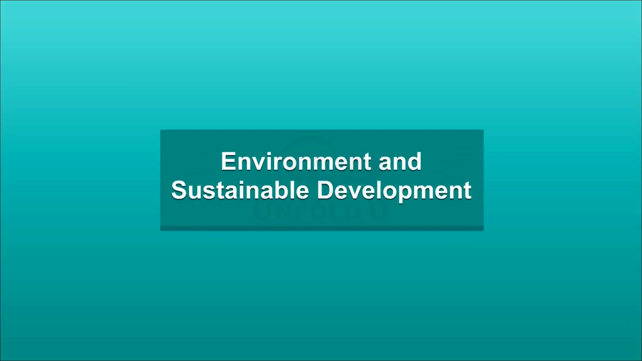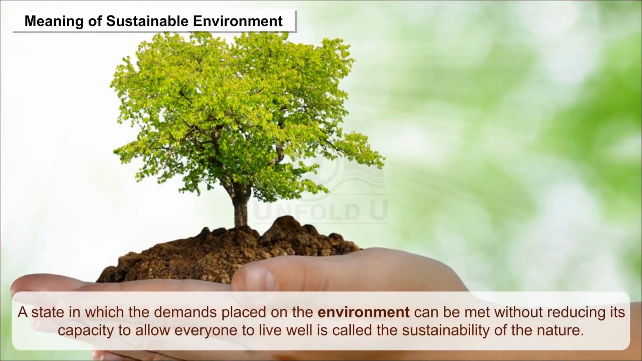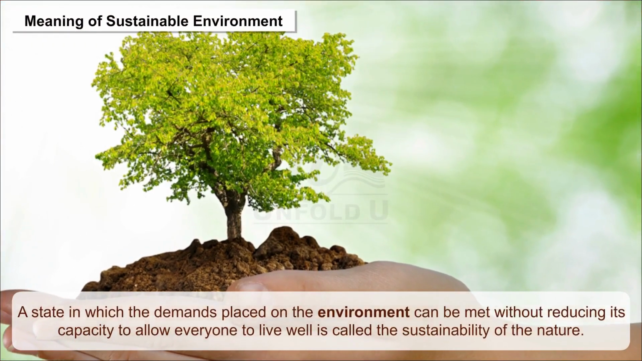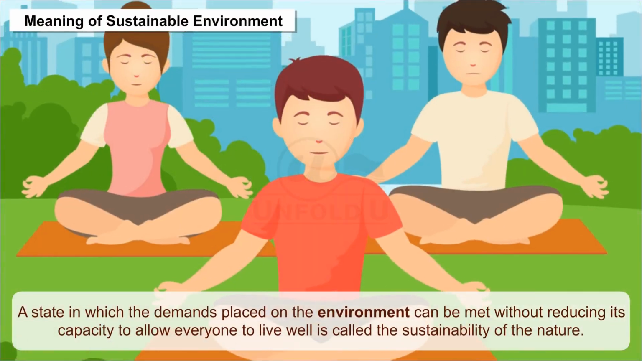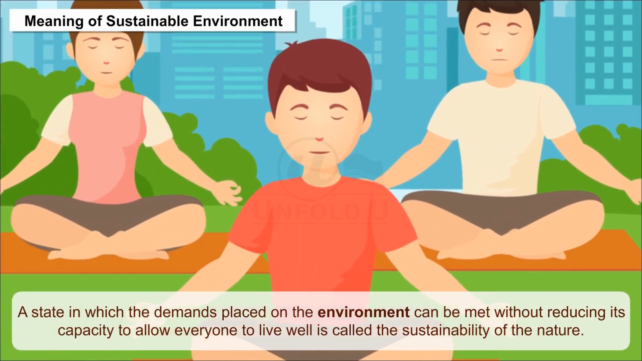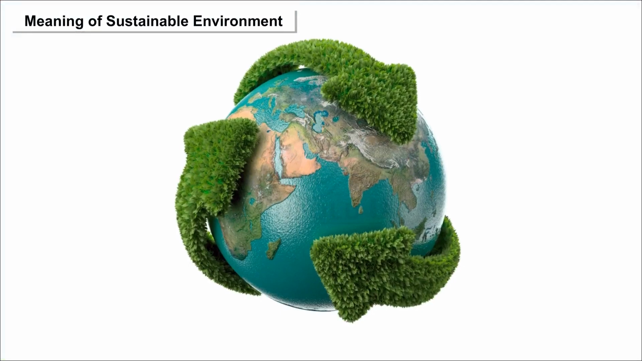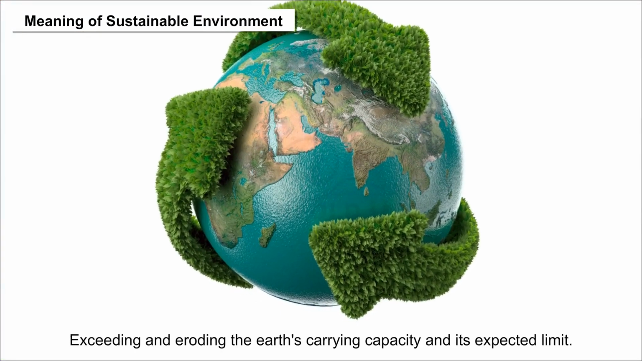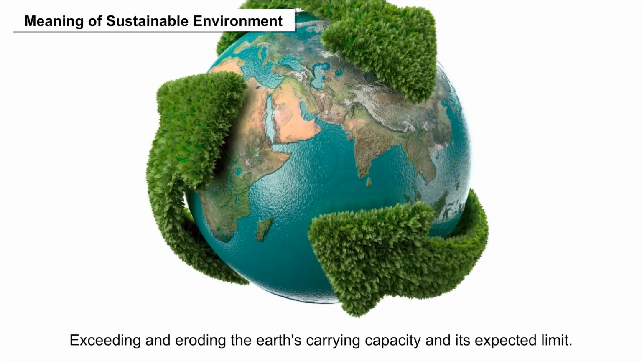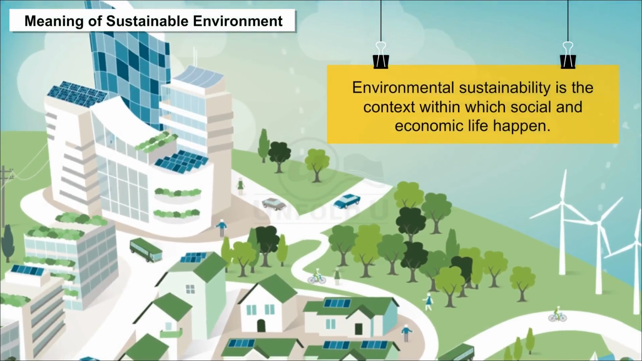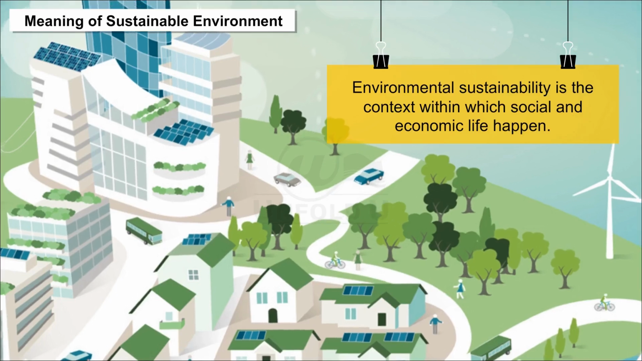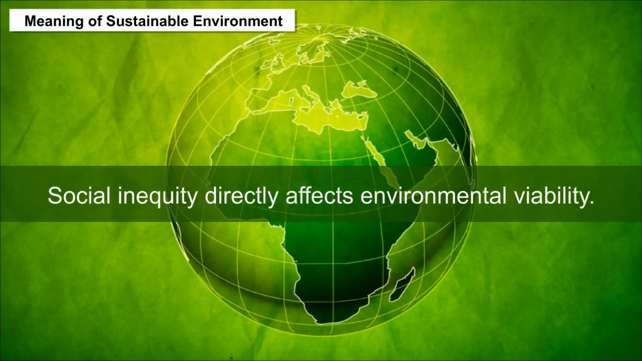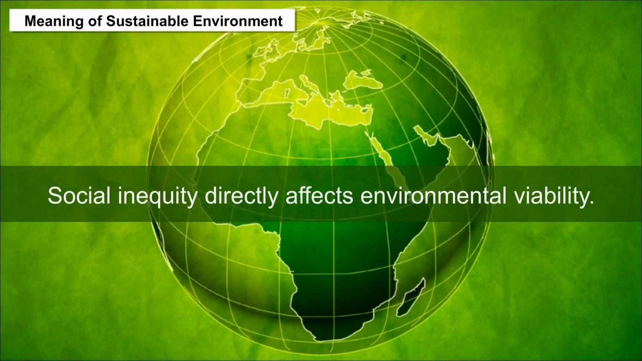Environment and sustainable development. A state in which the demands placed on the environment can be met without reducing its capacity to allow everyone to live well is called sustainability of nature. Evidence is strong that we are exceeding and eroding the Earth's carrying capacity and its expected limit. Environmental sustainability is the context within which social and economic life happen. Also, social inequity directly affects environmental viability.